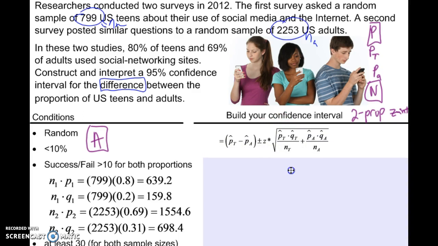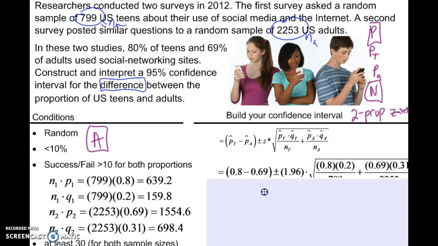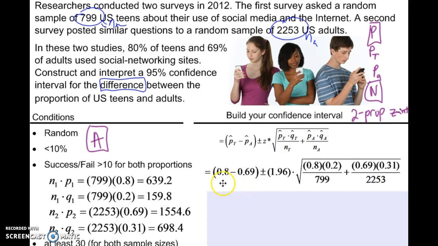And so let's find the interval here. This is our formula for the interval. In this case, we're saying the proportion of teens from the sample minus the proportion of adults, plus or minus the z critical value times the standard deviation of both proportions there. So we're going to plug in our numbers, and we get 0.8 minus 0.69. Notice I did teens minus adults. I could have done it the other way around. That would have been perfectly acceptable.